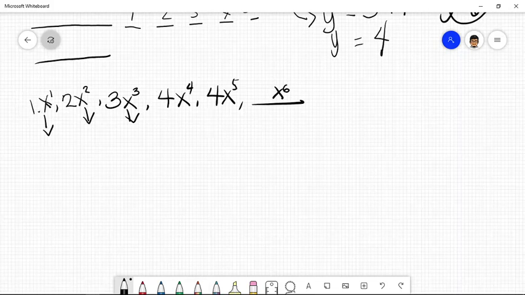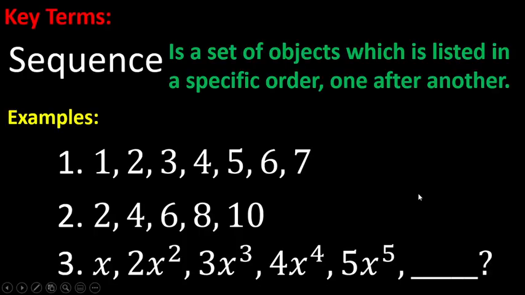Okay, 1. Ano susunod sa 1? 2, 3, 4. Ay, stand corrected. This is 5. Sorry. This is 5. Okay. 1, 2, 3, 4, 5. So, this is 6. This is 6. So, that means the next pattern is 6x raised to 6. Well, obviously, if you will look at the exponent, starts with 1, 2, 3, 4, 5, and yung susunod 6. Ano susunod sa 6x raised to 6? Tama, 7x raised to 7.